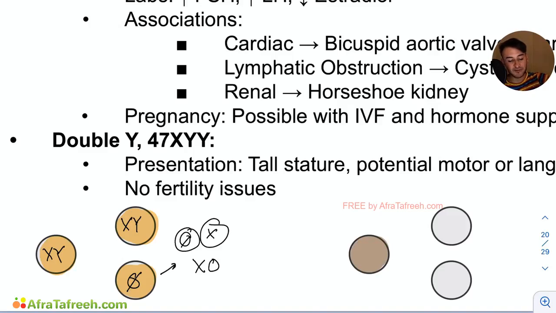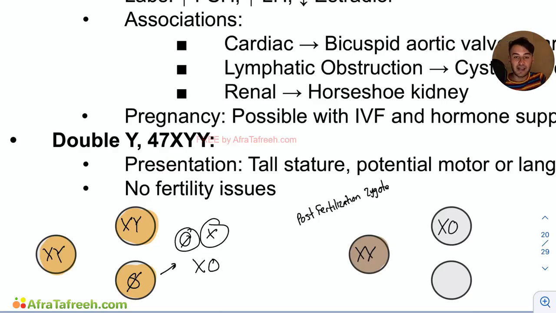Now, another interesting way it can happen is post-fertilization. This brown cell represents a post-fertilization zygote, and it has an XX genotype. However, in early mitosis events, we can get a cell that fails to get an X chromosome. And so what happens is we have some cells that are X0 and some cells that are normal XX. And this is called mosaicism.